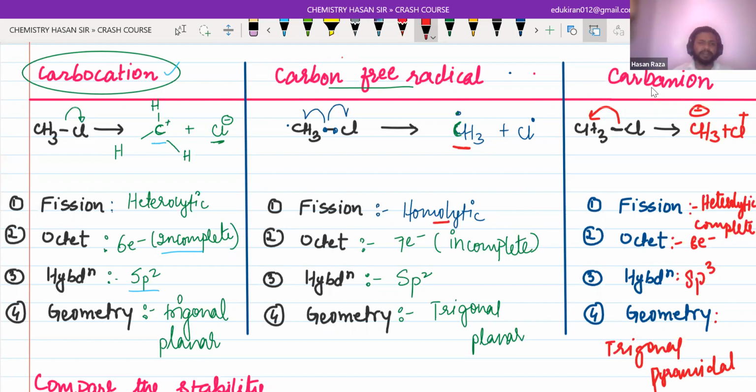And carbon anion, that means a negative charge on carbon. Carbon will take electrons from a group. There will be a negative charge, that is known as a carbon anion. Is that clear, everyone?